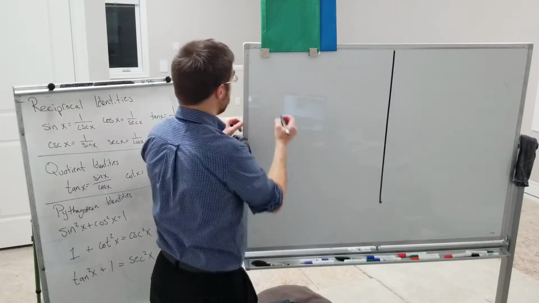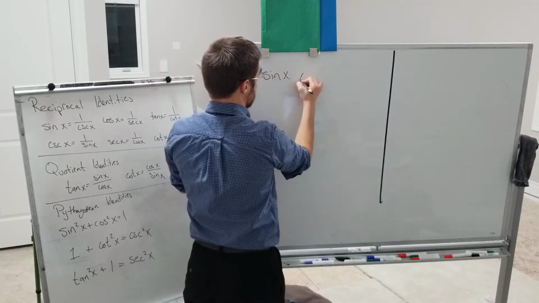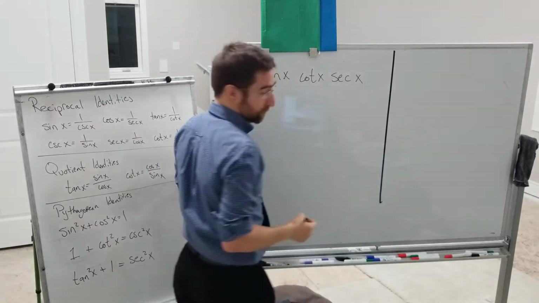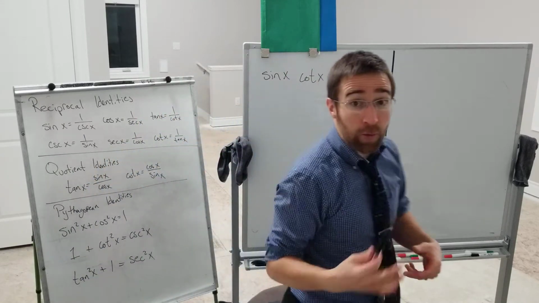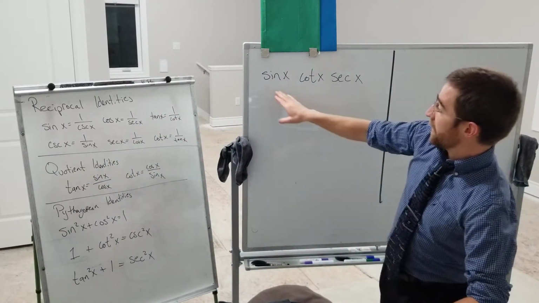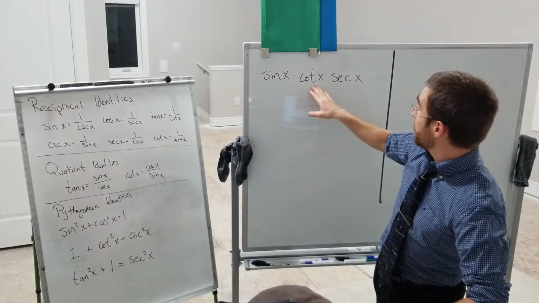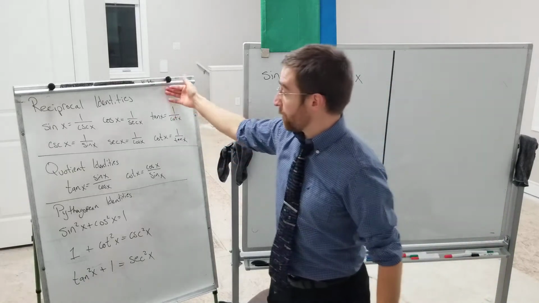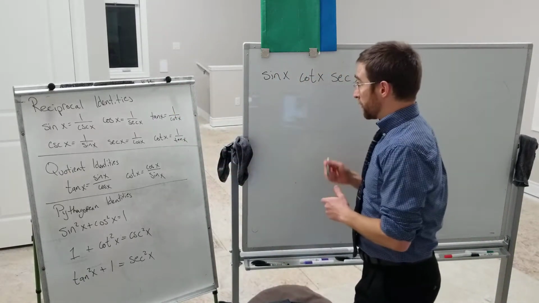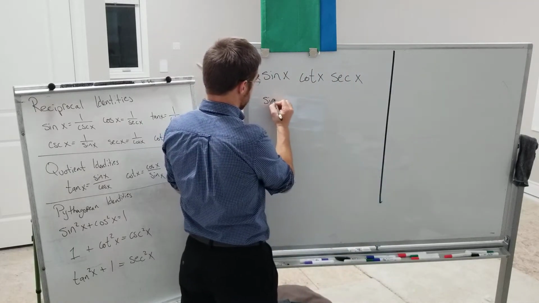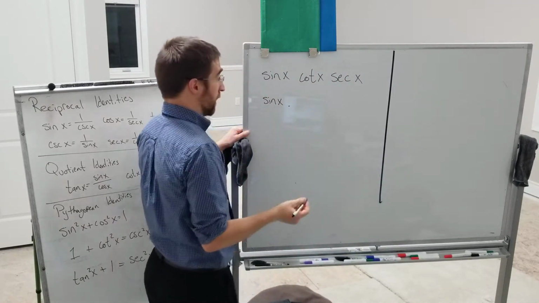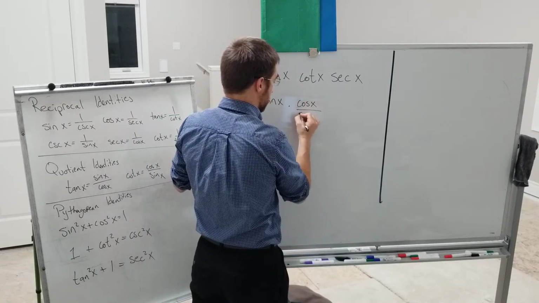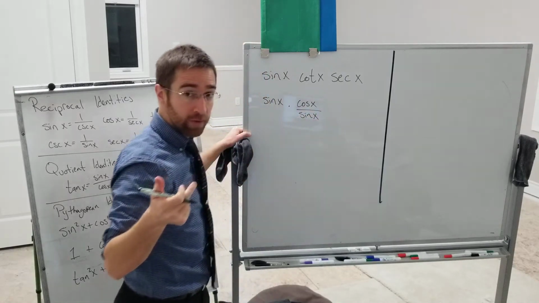So let's say we have sine x cotangent x secant x. I want to simplify this. So we look at this, we're like, all right, we've got a sine here, wonderful. Now cotangent and secant, we can rewrite those in terms of sine and cosine using our reciprocal and our quotient identities. So what I'm going to do is take this sine x and keep it as sine x. And then we're multiplying by cotangent x. Cotangent is cosine x over sine x. It's the reciprocal of tangent.